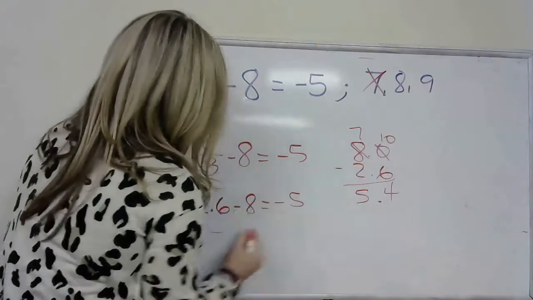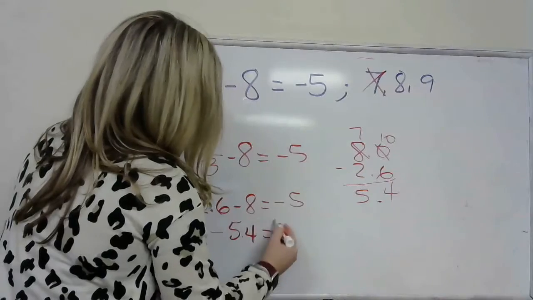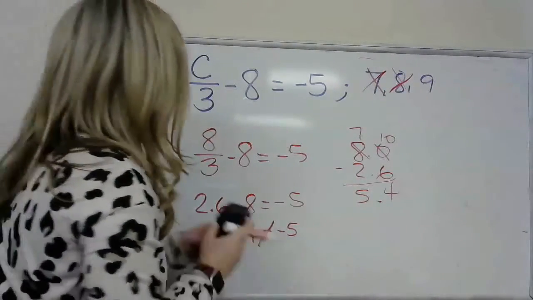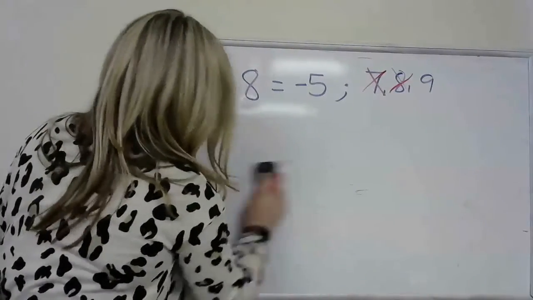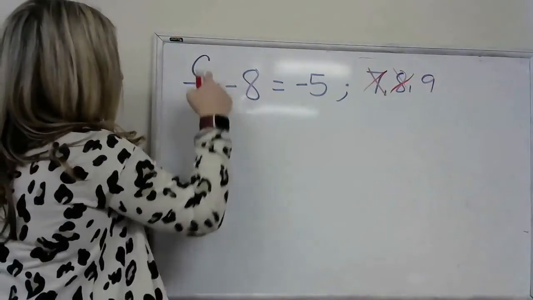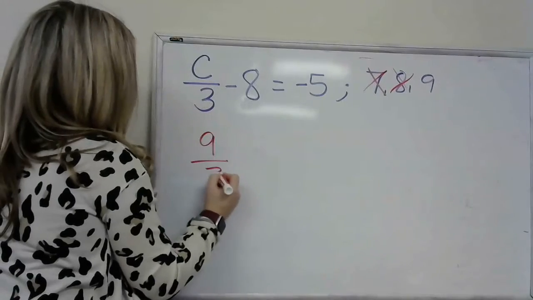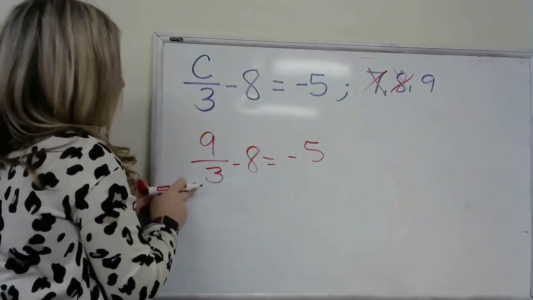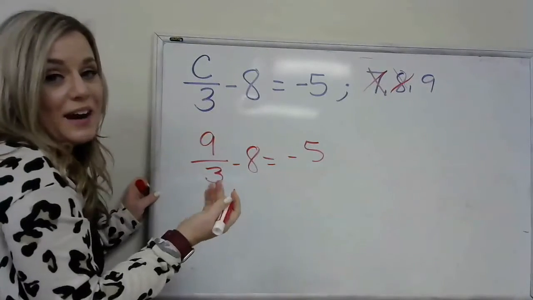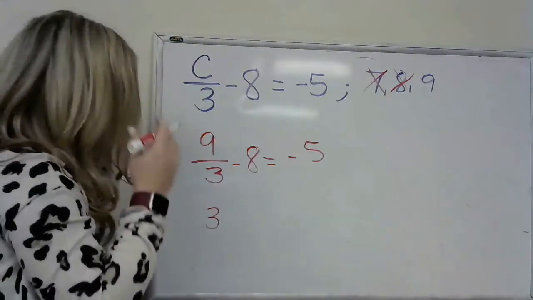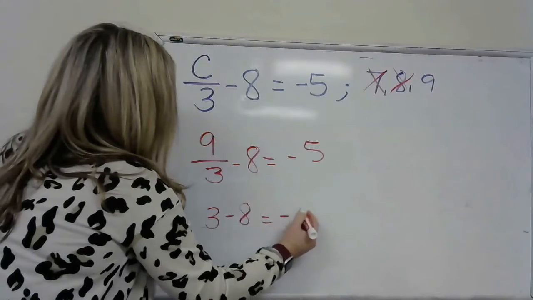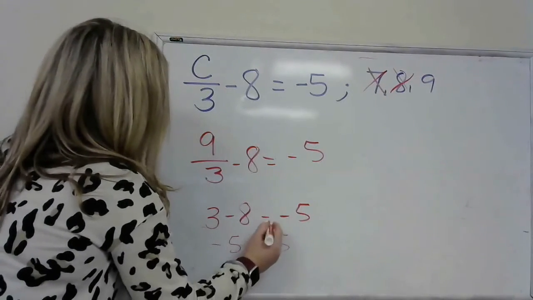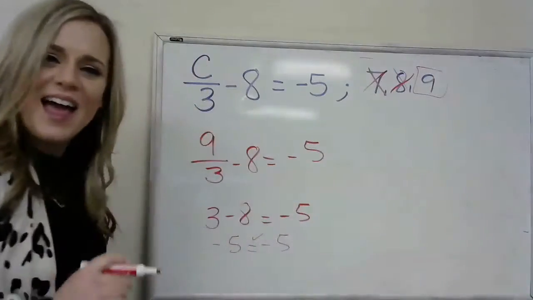5.4. Negative 5.4 is not equal to negative 5. So 8 is not a solution. So hopefully 9 is. Let's try this. All right. So we're going to plug in 9 for C now. 9 divided by 3 minus 8 equals negative 5. All right. So 9 divided by 3 is 3. I know that fact. 3 minus 8 is going to be negative 5, which is equal to negative 5. Yes, 9 works.